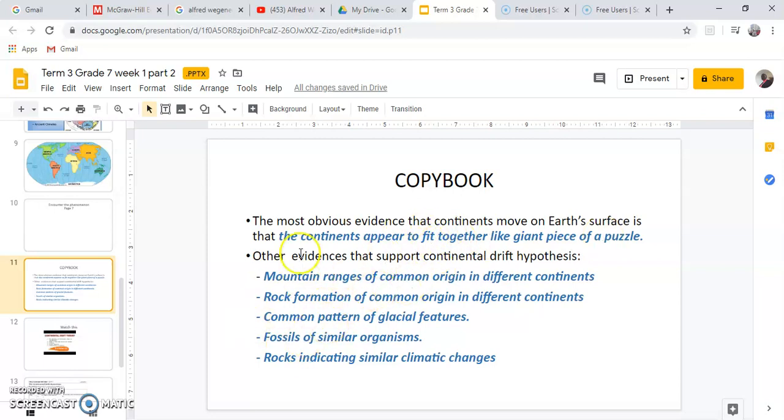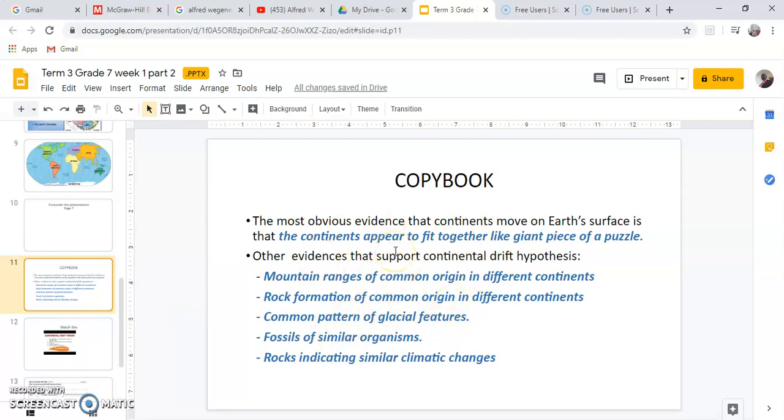Other ones are the ones I've explained also, the mountain ranges, similar types of mountains seen in the different continents, and similar rock formation. We're going to see the video, the rock formation that the scientists have tested. We also saw the matching fossils, similar fossils located in different continents, and also we have the glacier features. So these are the evidences.